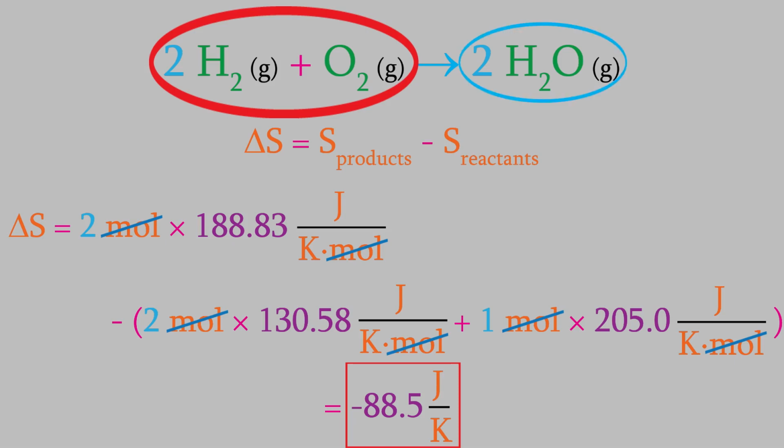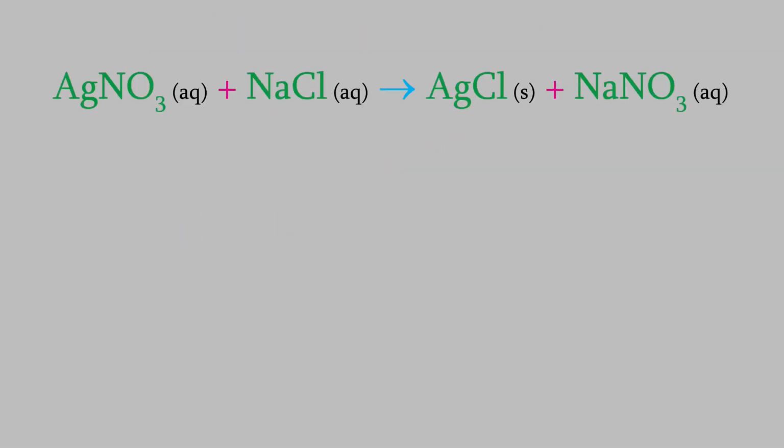Let's try one more example. This time, I'll choose a reaction that'll give us an unexpected result. We start with aqueous silver nitrate and sodium chloride as our reactants, and these produce products of solid silver chloride and aqueous sodium nitrate. Since we start with 2 aqueous solutions, but produce a solid, we might predict that the entropy decreases. And that's correct.